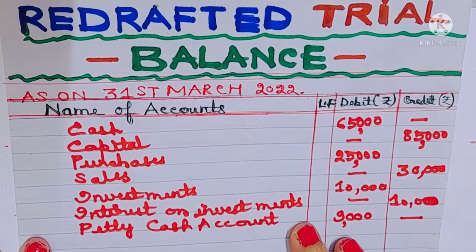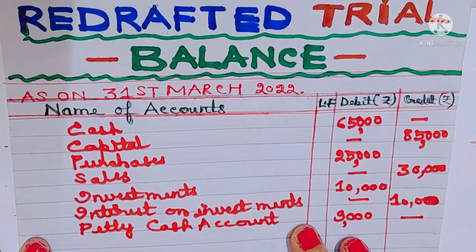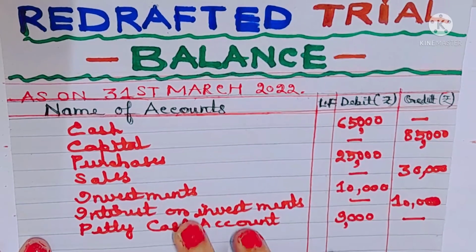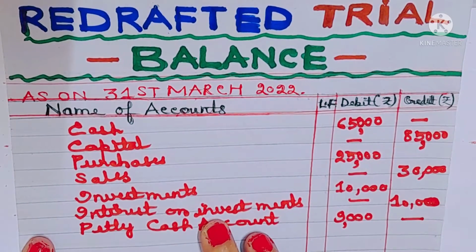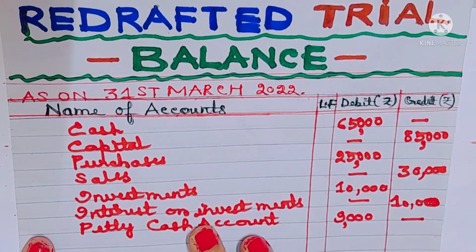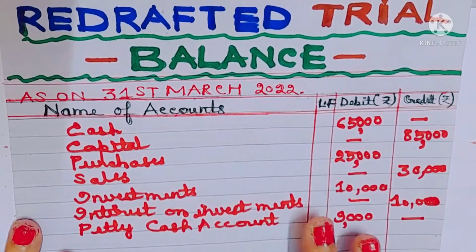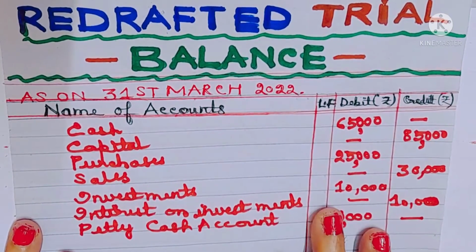Why petty cash account has a debit balance? Because petty cash account falls under real account. According to real account, what comes in is debit. Here, petty cash comes into the business. Petty cash means small amount of cash. So, petty cash account will be debited. Understood? Let's see the next account.